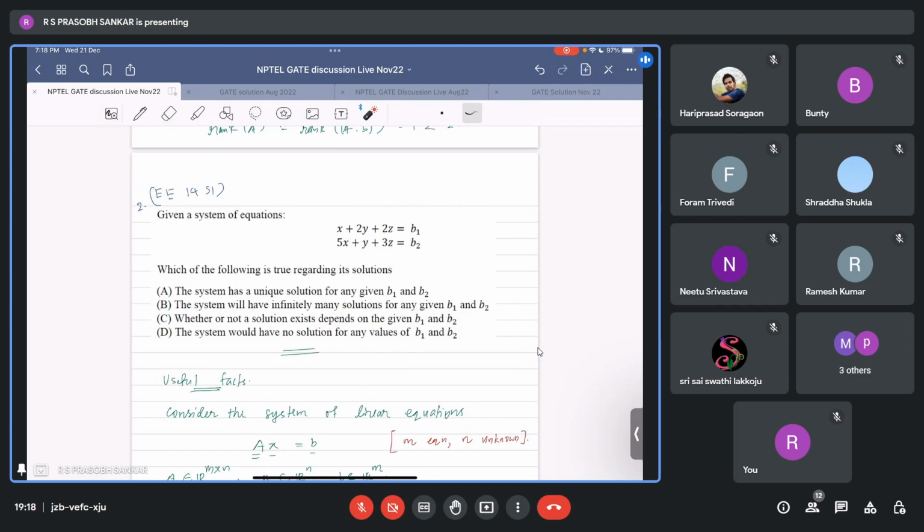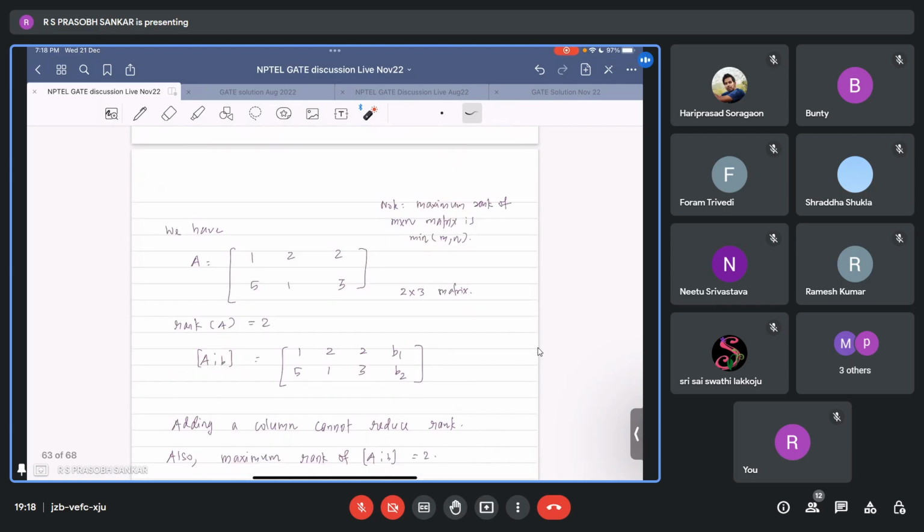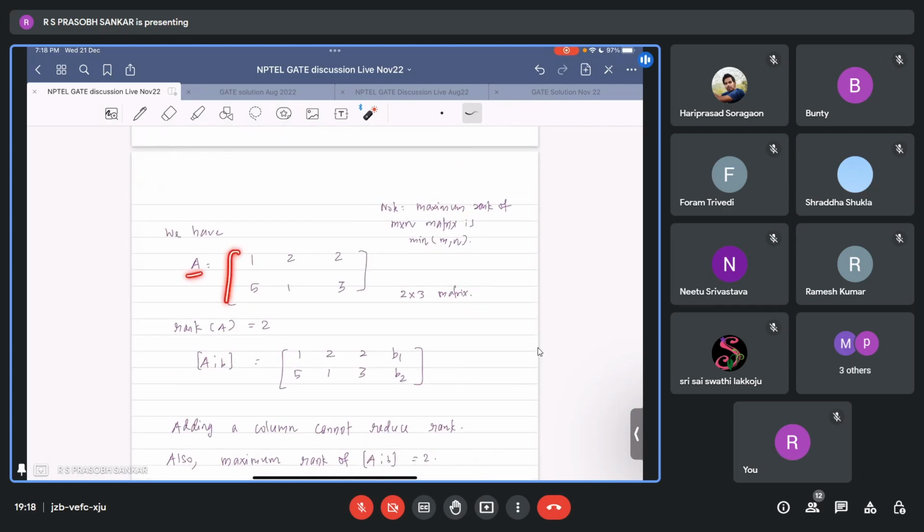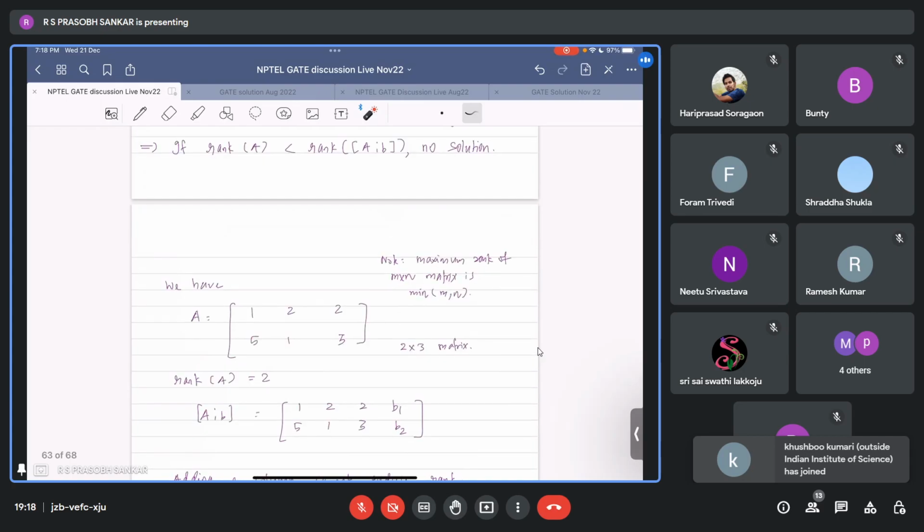So to see the nature of the solution to the system of equations, we can write this in the usual matrix vector form. So we have A given by this 1, 2, 2 and 5, 1, 3. So this is a 2 cross 3 matrix. And we need to find what is the rank of A. So it is easy to see that rank of A is 2.